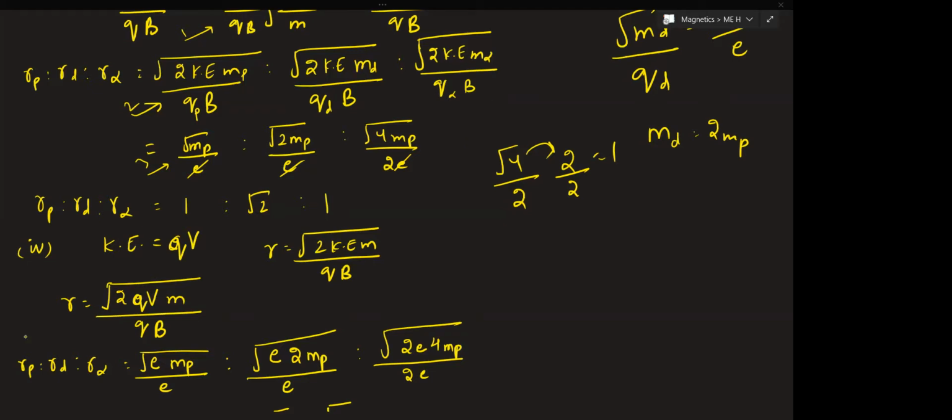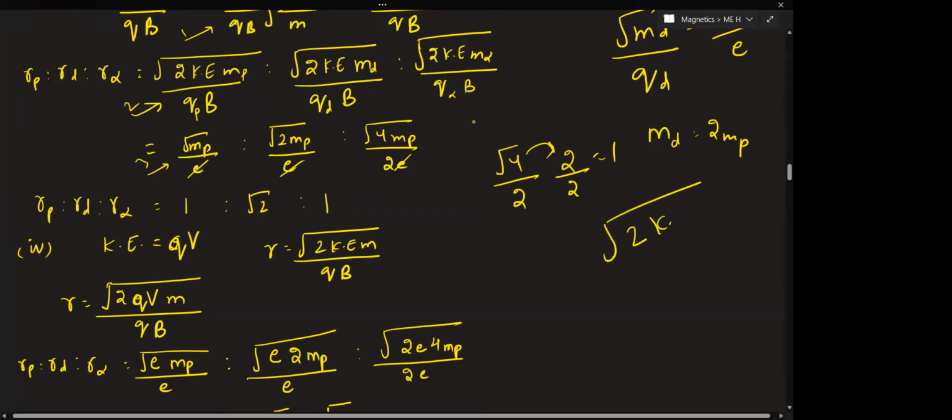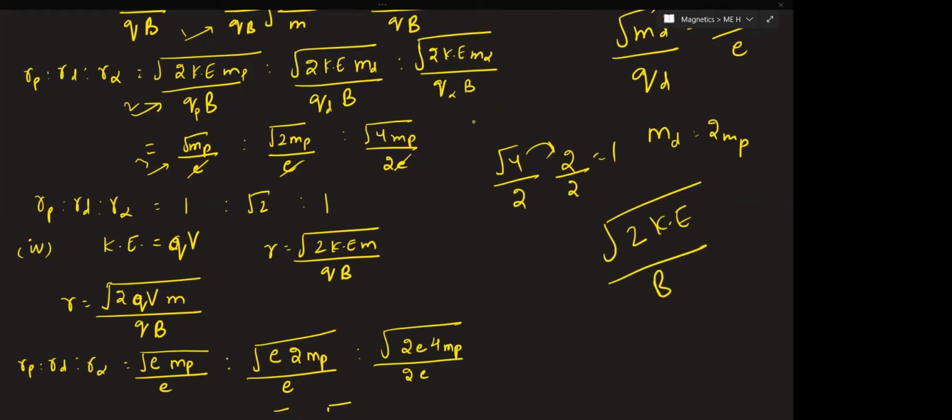Which one is it? Under root 2MP? Okay, you were asking the same thing. Fine. Yes, it's under root 2MP. See class, actually root 2 kinetic energy divided by magnetic field is the same in all of these. So that has been cancelled. This is what you were saying, Zaid.